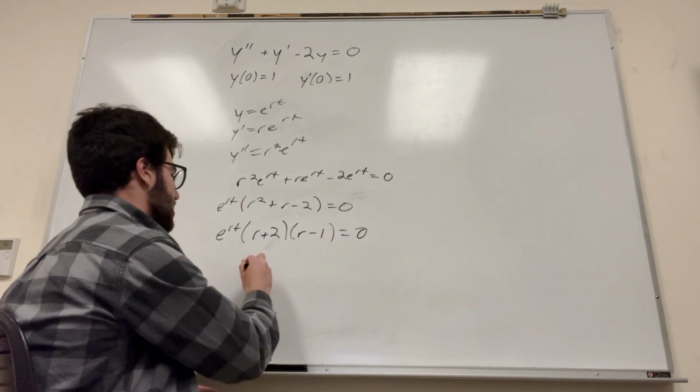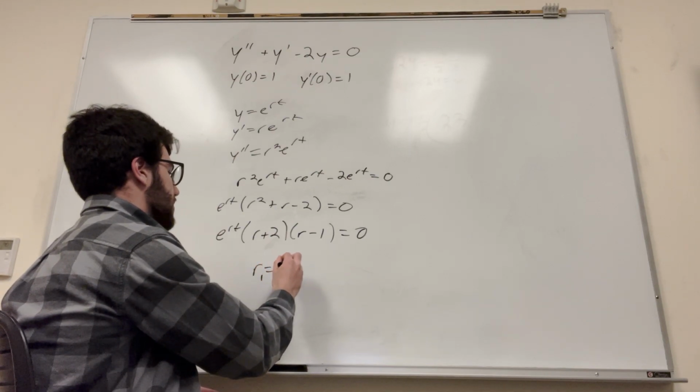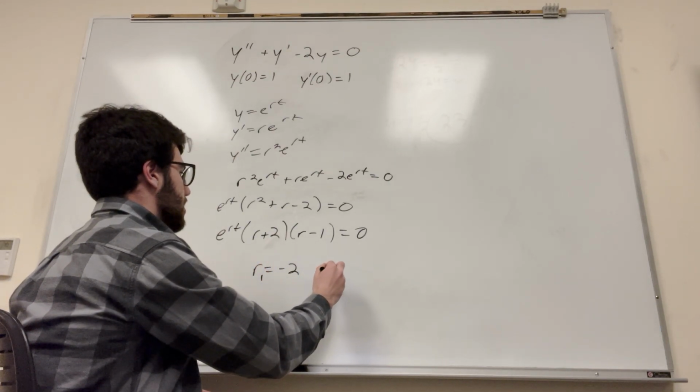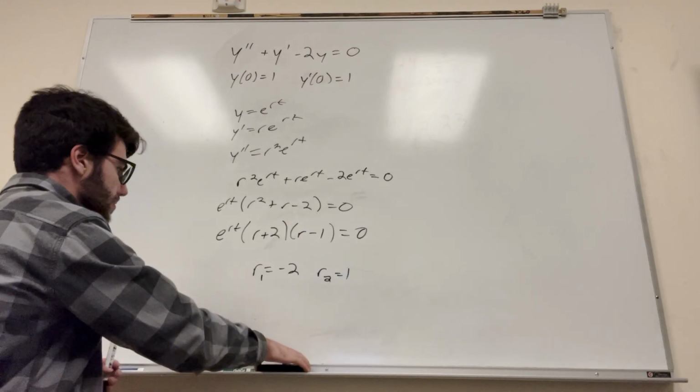Okay, so that gives us our two values of r. r1 is negative 2, r2 is equal to 1. Those are what we need.